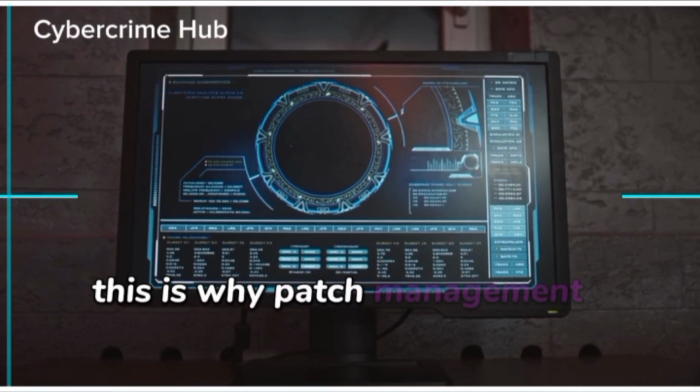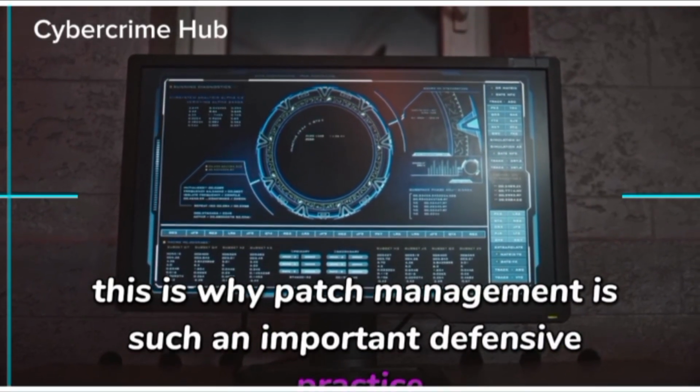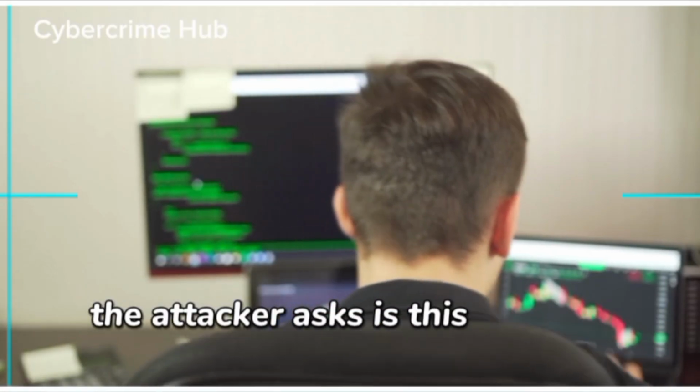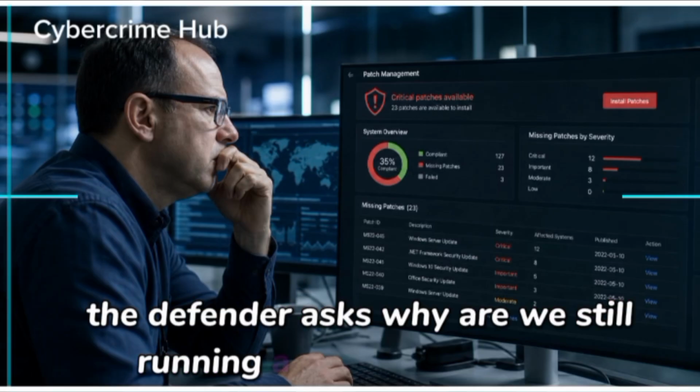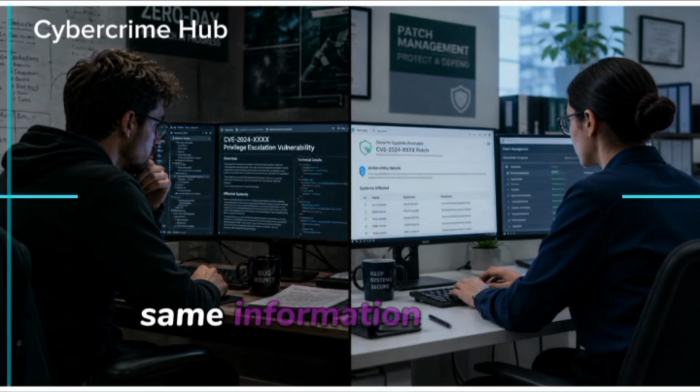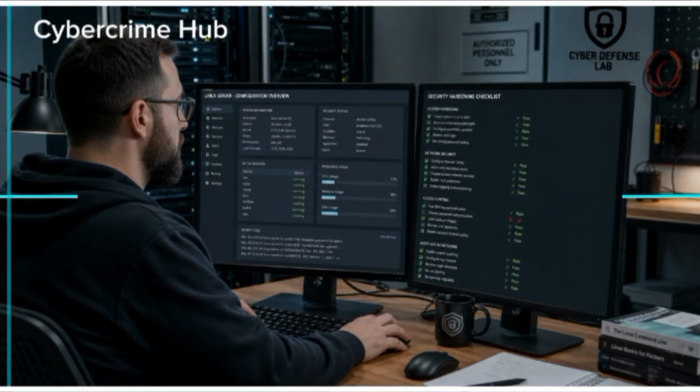This is why patch management is such an important defensive practice. The attacker asks, is this software vulnerable? The defender asks, why are we still running a vulnerable version? Same information, different objective.